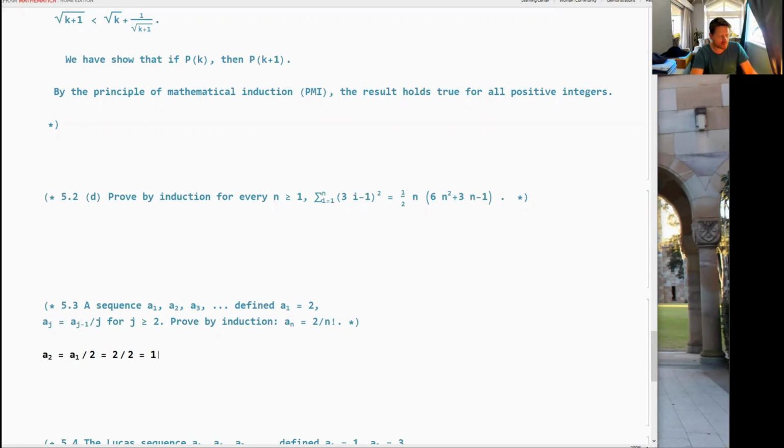And then the statement says, prove that that's 2 over, in this case, 2 over 2 factorial. So this is 2 over 2 factorial. Oops, wrong symbol. And 2 factorial is just 2, so this is right. Okay, good. So we got the first one. So this is P(2) holds. And I'll turn this into a comment as well.